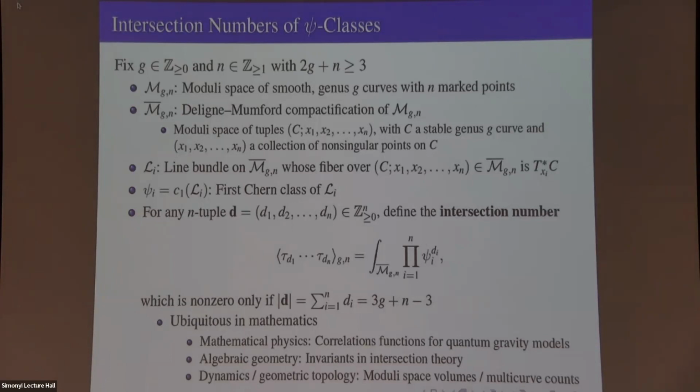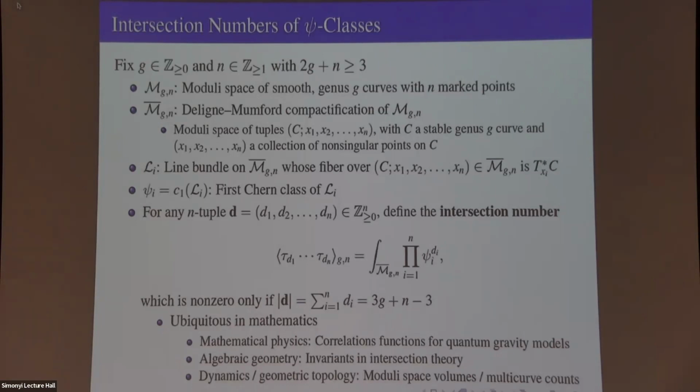So this is the set of tuples C, x1, x2, all the way to xn, where C is a stable curve of genus g, and x1, x2, all the way to xn are a collection of non-singular points on it. Let Li be the line bundle on this moduli space whose fiber over this point is given by the cotangent line at that point, and we'll let psi_i denote the first Chern class associated with this Li.